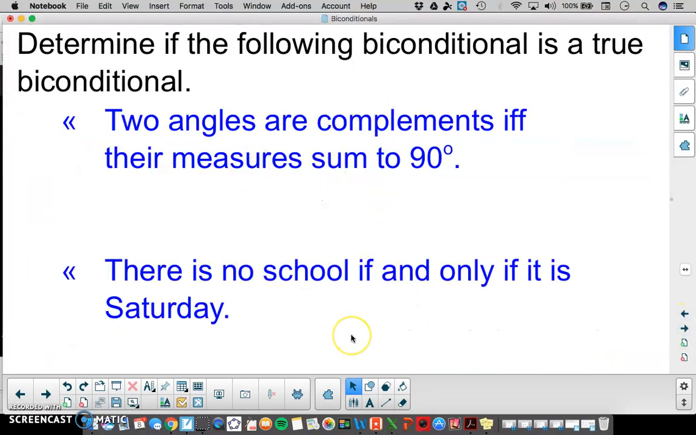Here are some on your owns that I want you guys to try. Determine if these 2 biconditionals are a true biconditional.